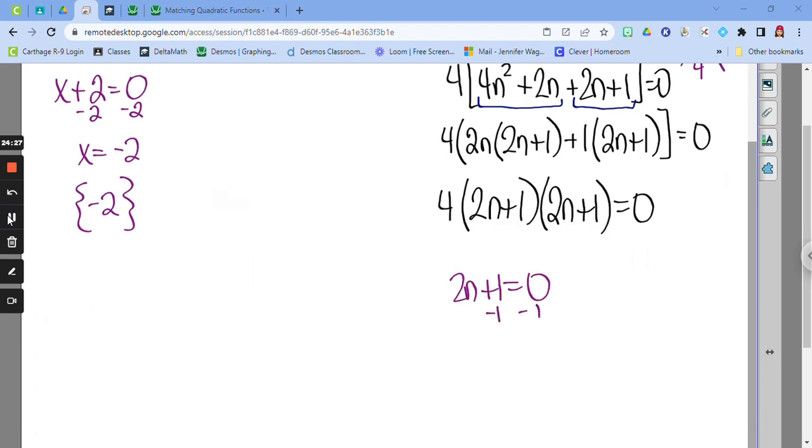Subtract the 1. Divide by 2. N is a negative 1/2. So again, only one solution because the other one is a duplicate. It's the exact same thing. So there's no reason to solve that or write both of them down.